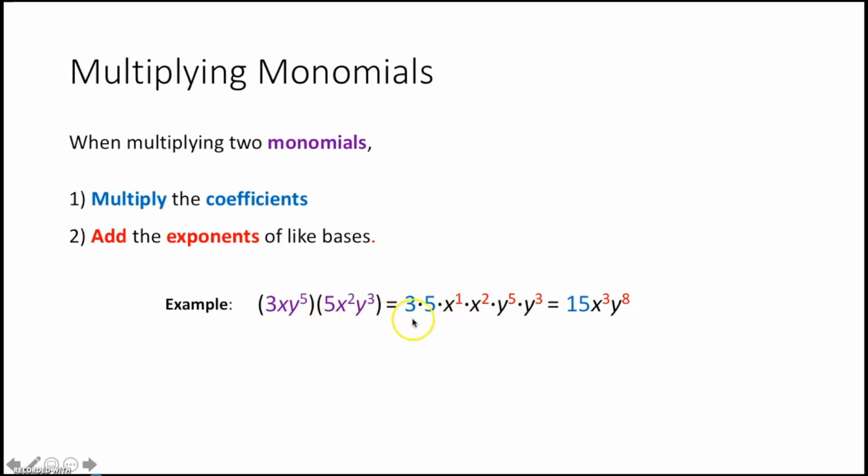Now you can see all you have to do to simplify this is do 3 times 5, that gives you 15. X to the first times x to the second gives you x to the third. And then y to the fifth times y to the third, you add those exponents together, you get y to the eighth.